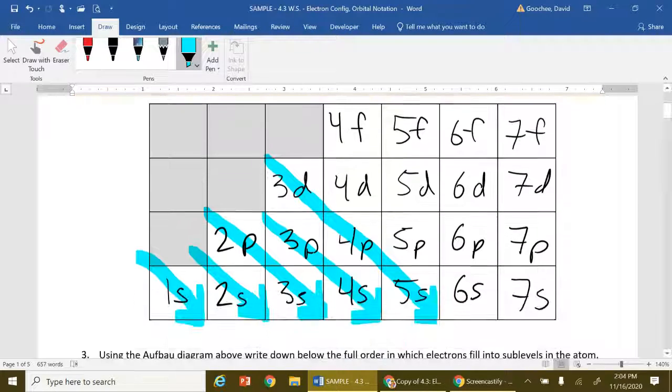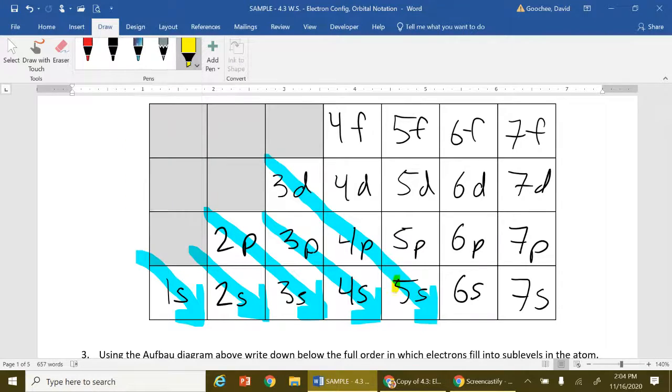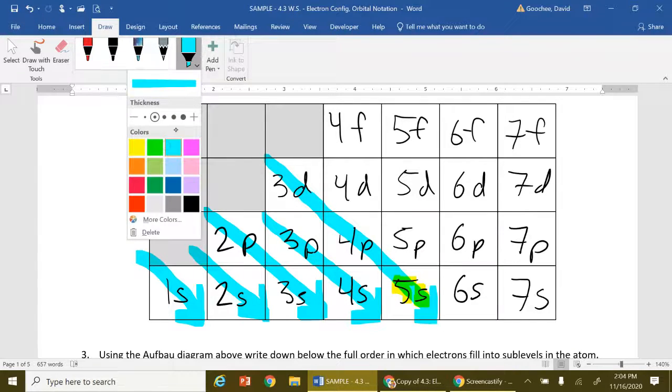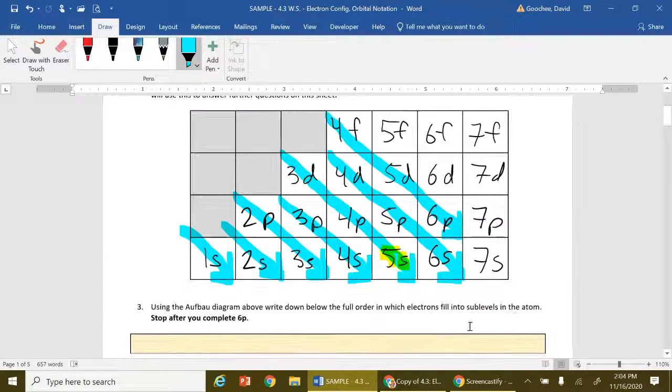Okay, cool. So notice how we're filling into the 5s. We're already filling into the fifth energy level, but there's still space in the fourth energy level, and that's okay. Electrons will fill into higher energy levels when there's still space available in the lower energy levels because they don't like to be crowded. So here we go, this is the sequence of the Aufbau order.